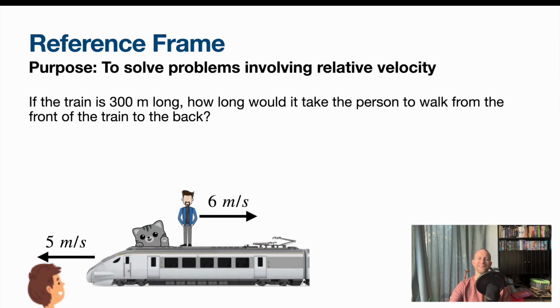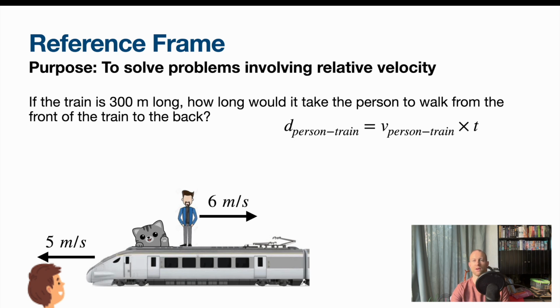Now, if the train is 300 meters long, we want to know how long it would take for the person to walk from the front of the train to the back. We are given a distance that is relative to the train moving. The distance of the person relative to the train is equal to the velocity of the person relative to the train times time. So d equals v times t.